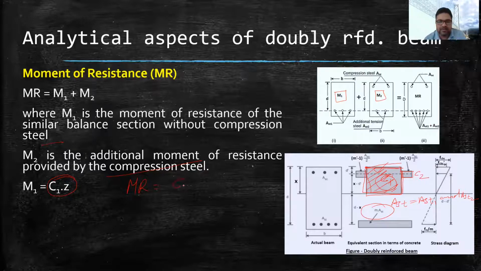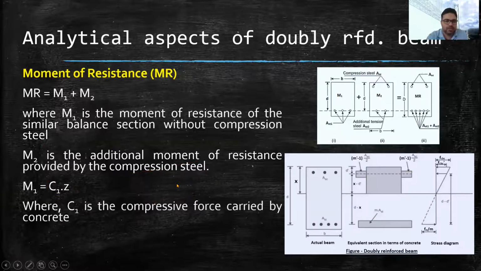In that case, it will become C into Z, and from the steel side it will become T into Z. I hope you remember this relation. So I am using this relation to find out the value of M1. This time C is actually the C1, which is the compressive force by the concrete.